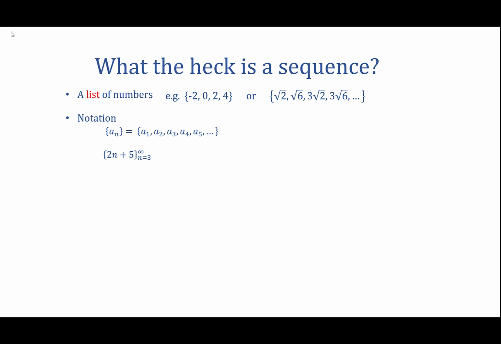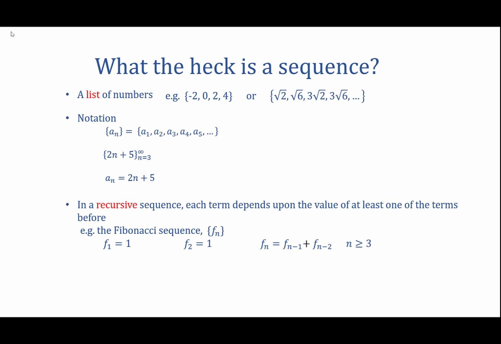Another notation for expressing sequences is using the formula inside the curly brackets. And optionally, you can indicate what the rank of the first term is. In this case, you want to plug in the value 3 to figure out what the first term is. So the first term would be 6 plus 5, 11. And it's always going to increase by 1 when you go to the next term. So if you want the second term, plug in n equals 4.